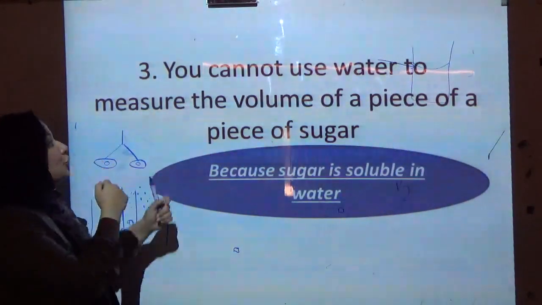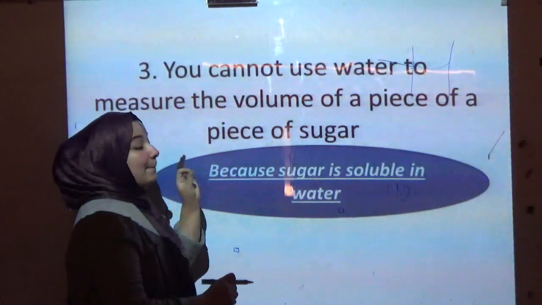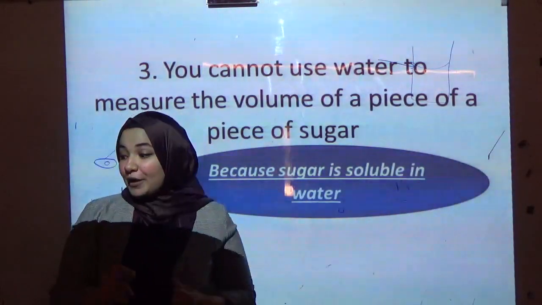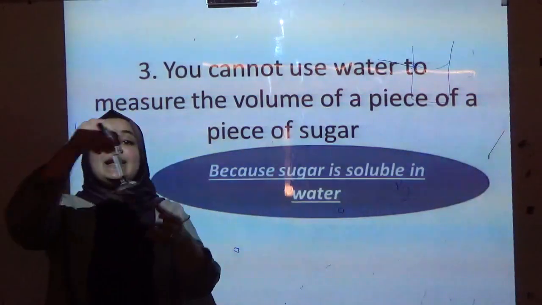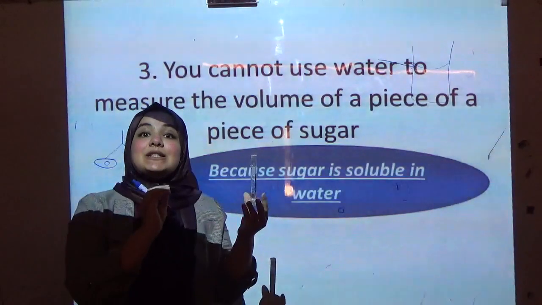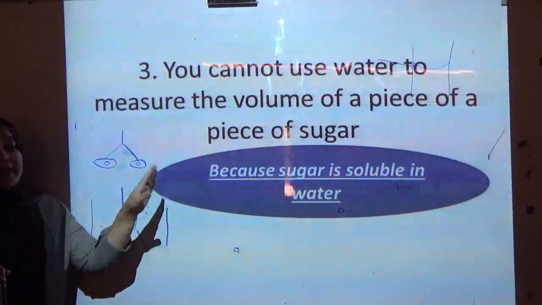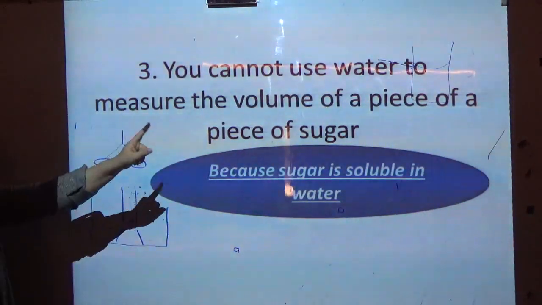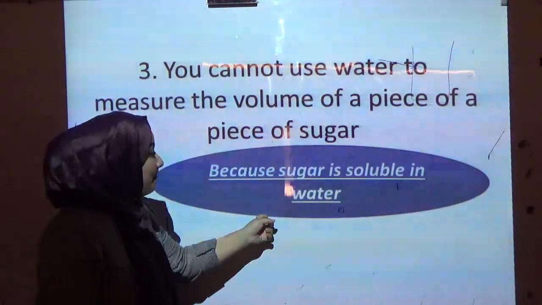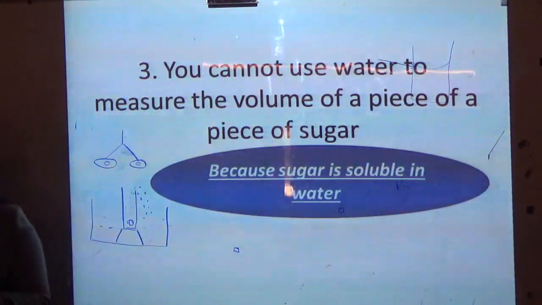Now, you cannot use water to measure the volume of a piece of sugar. Why? The sugar is soluble in water. So if I put a piece of sugar in the graduated cylinder, I cannot measure its volume because the sugar dissolves in water. So you cannot use water to measure the volume of a piece of sugar. A give-reason question might come here: why? Because sugar is soluble in water. It can dissolve in water.